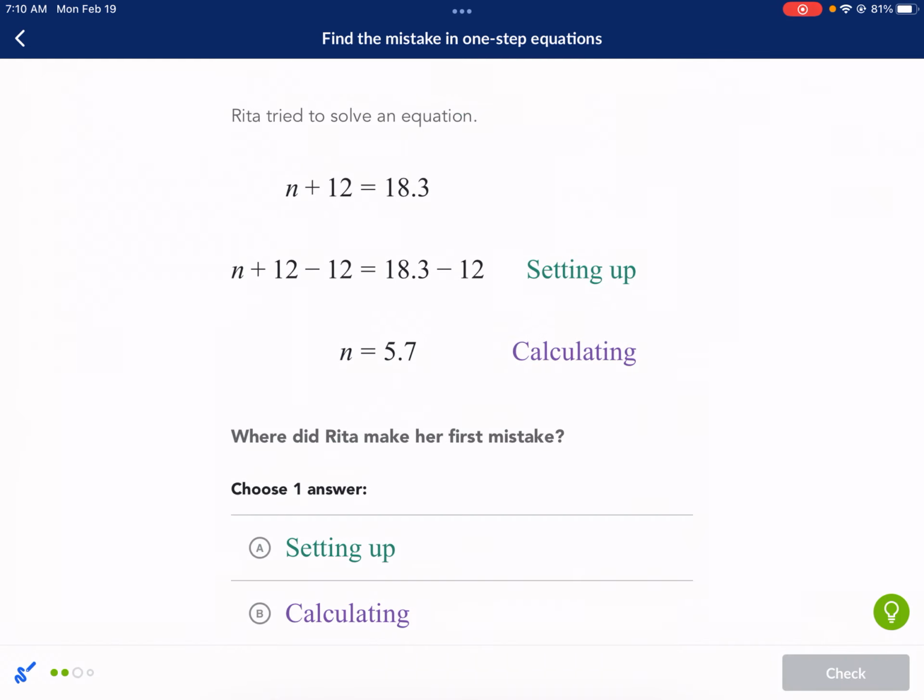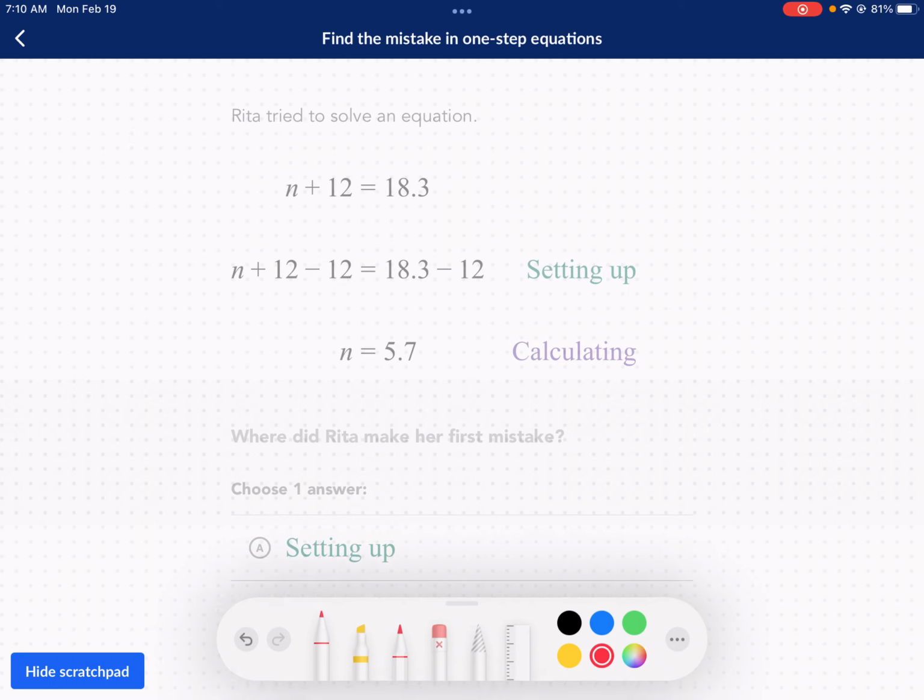Okay, moving on to the next one. You don't really need to know about calculating. You just need to see what strategy this person is using. We see that we're adding 12 here to my variable. Understanding my variable and what side it's on, in this case the left side, we need to do the opposite of what's happening to it. The opposite of addition is subtraction, so that is done correctly. Those are going to cancel out, and we're going to be left with just n.